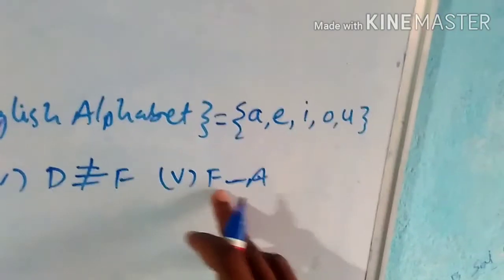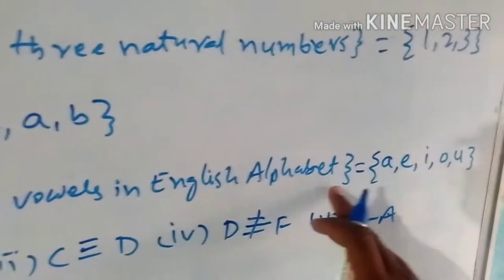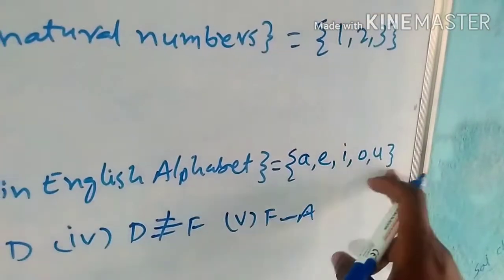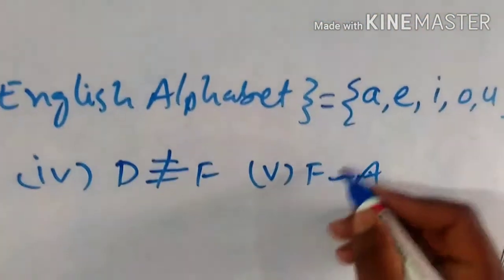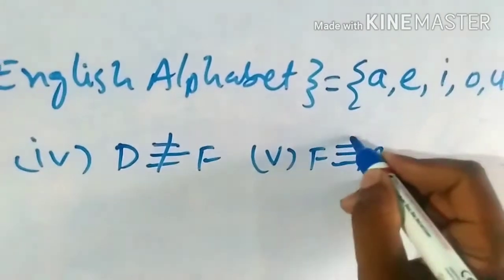Next, fifth one, relation between F and A. F is the set of vowels in the English alphabet, that is A, E, I, O, U. A is {1, 2, 3}. So both are equal? No. F is not equal to A.